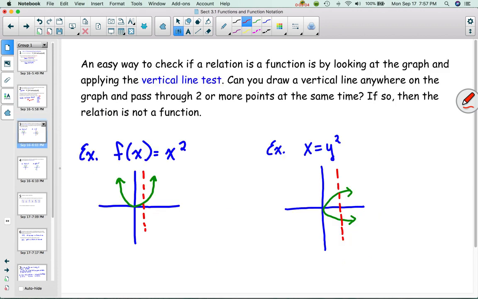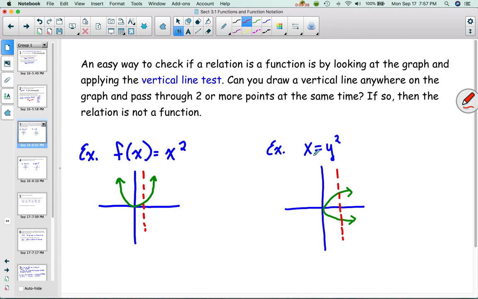An easy way to check if a relation is a function is by looking at the graph and applying the vertical line test. Can you draw a vertical line anywhere on the graph and pass through 2 or more points at the same time? If so, then the relation is not a function. So for example, f of x equals x squared. Notice my vertical dashed line, and it only passes through 1 point on the graph at a time. If I were to move this along here, it would still only pass through 1 point.